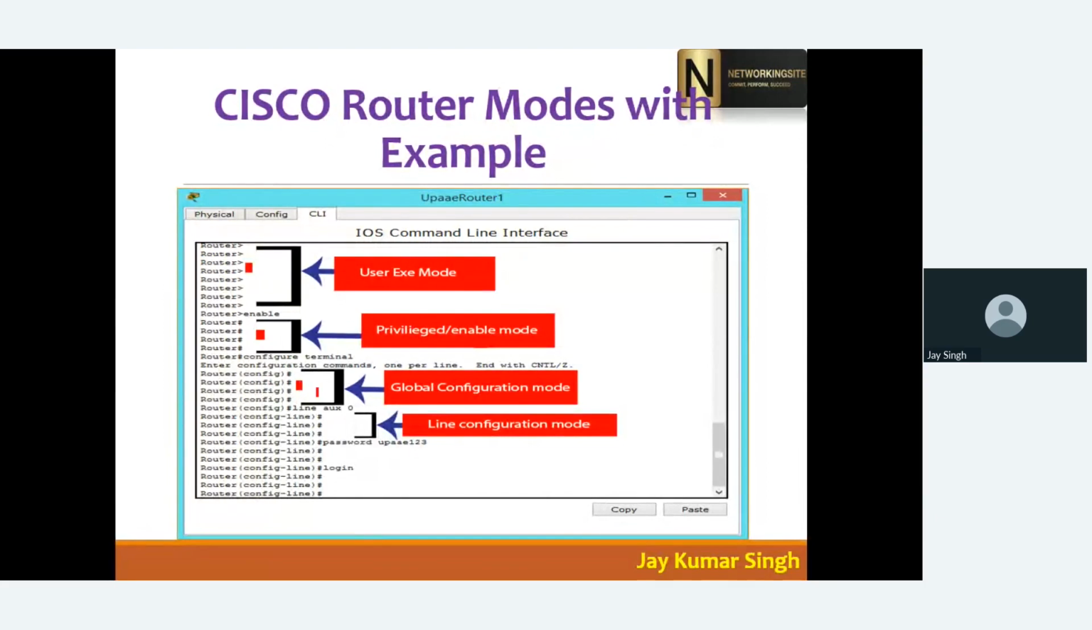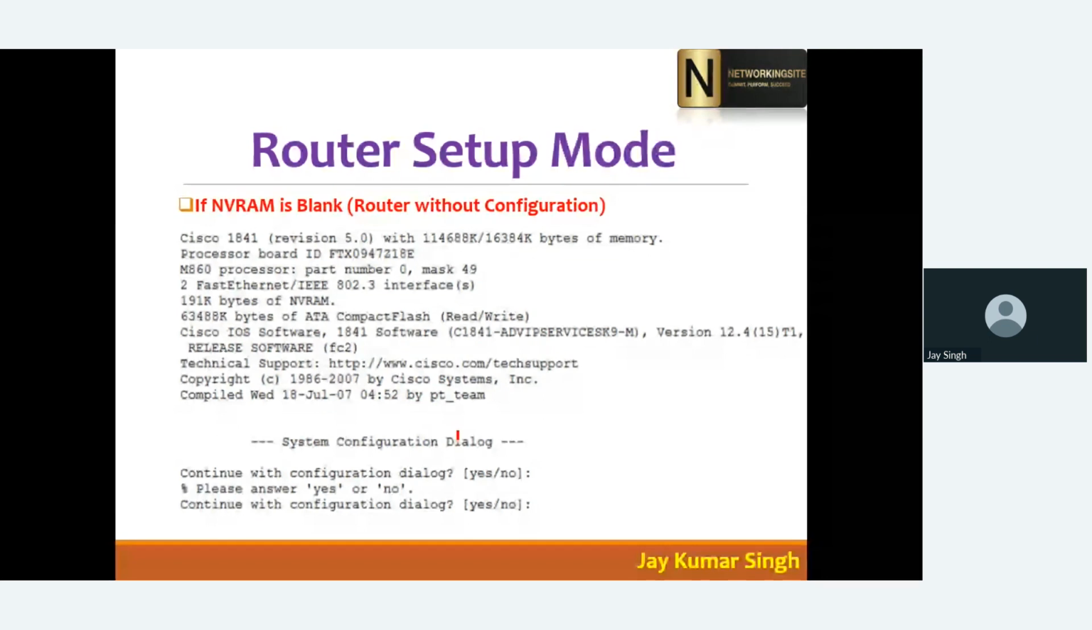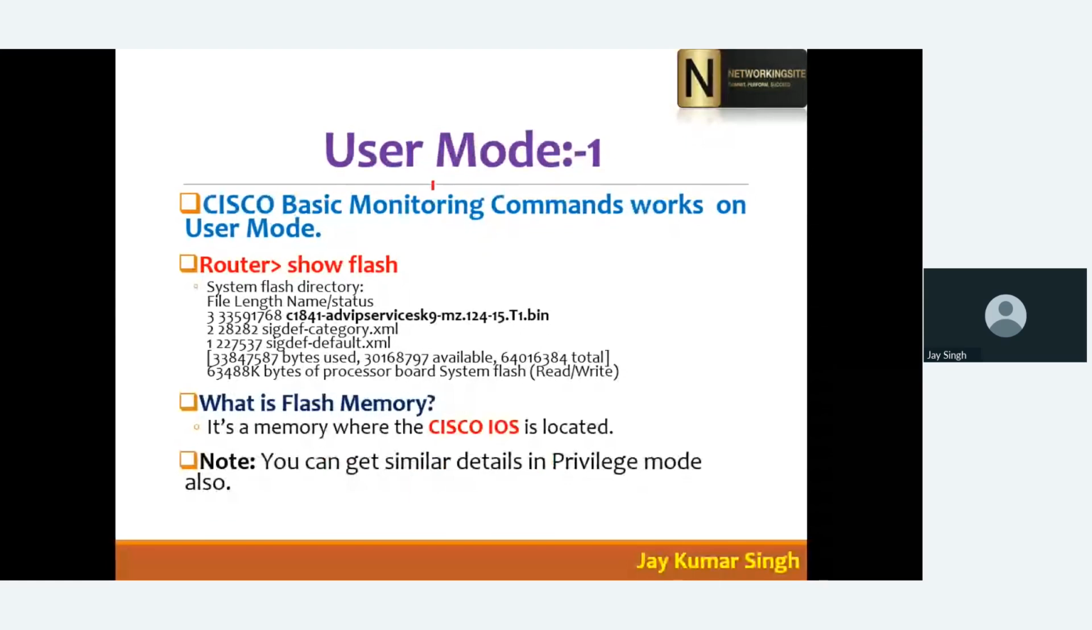When you see router config hash, that is known as global configuration mode, and when you see something after config like that, those are known as sub configuration modes. And there are multiple sub configuration modes. So when I booted the router, I showed you this option, system configuration dialog. If your router is new and there is no configuration file saved in your router, then you will get this system configuration dialog. Now let us see how to use user mode and get some details of the router.